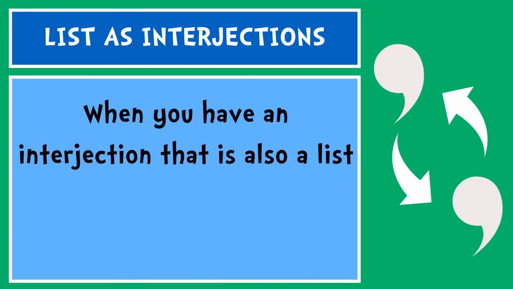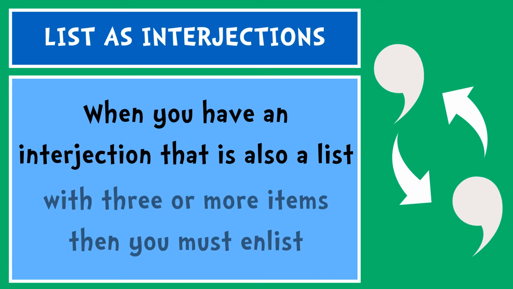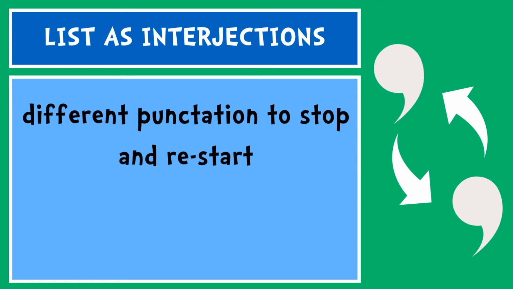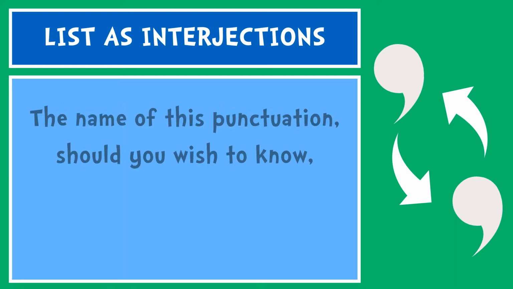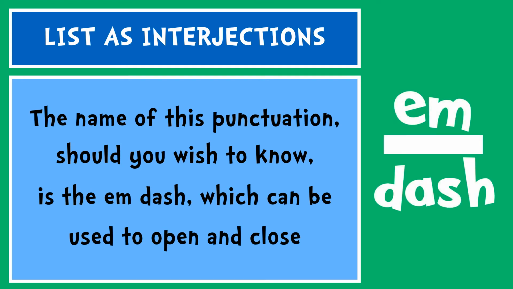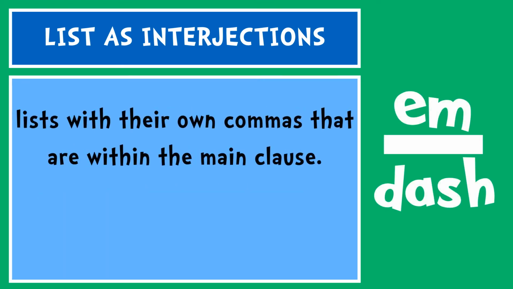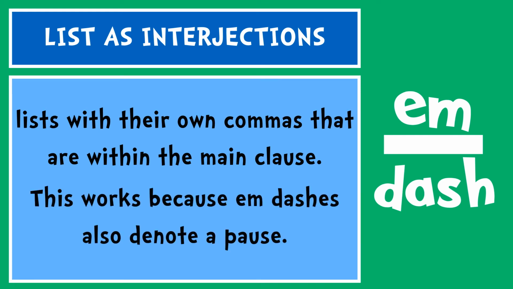When you have an interjection that is also a list with 3 or more items, then you must enlist different punctuation to stop and restart your clause to tell the elements apart. The name of this punctuation, should you wish to know, is the em dash, which is used to open and close lists with their own commas that are within the main clause. This works because the em dash denotes a short pause.